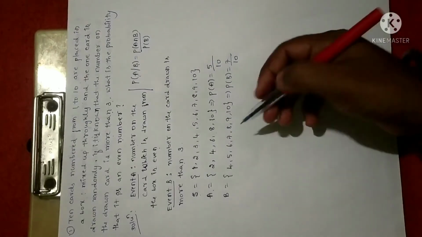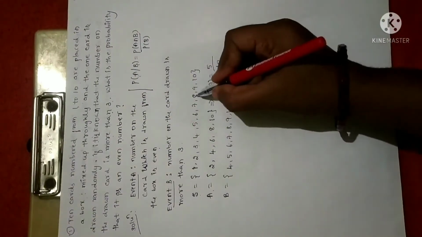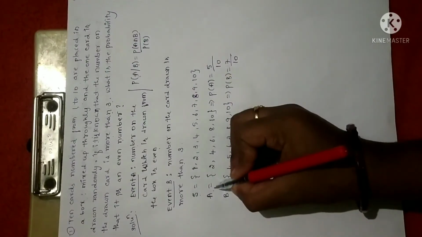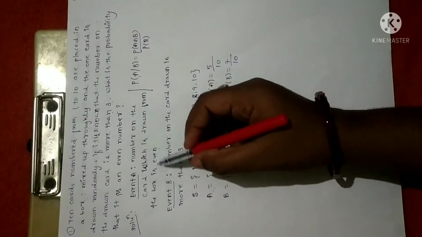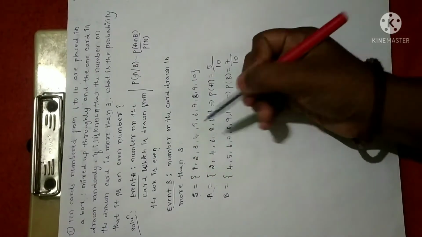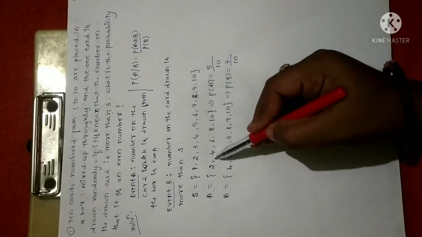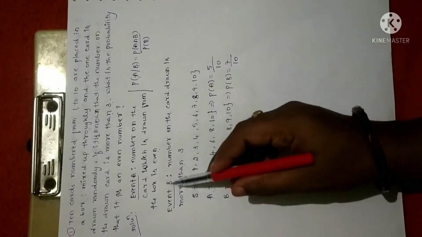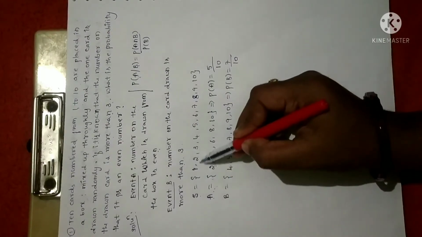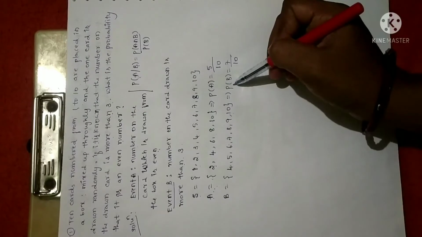Clear? I'll just repeat once again. I have considered two events. I have written the sample space, which consists of all the possible outcomes. Next I defined event A such that the number on the card drawn from the box is even. So I have written all the even number cards from the total cards. Total cards are 10, even numbers are 5, so 5 divided by 10 is the probability of A. Similarly, event B is more than 3. The numbers in the set are from 4 to 10. I have found the probability of B.